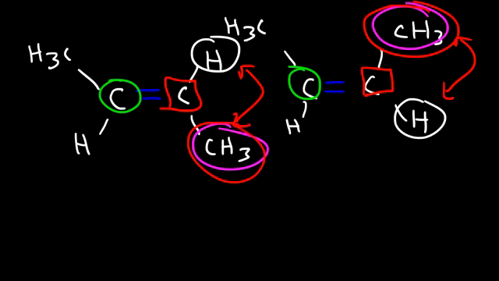And so because they're connected the same, they are not constitutional isomers. However, because the way the atoms are arranged in three-dimensional space is different, we have stereoisomers. But in this particular case, specifically, cis-trans geometric isomers. There's many different types of stereoisomers, but cis-trans isomers are one subcategory of stereoisomers.